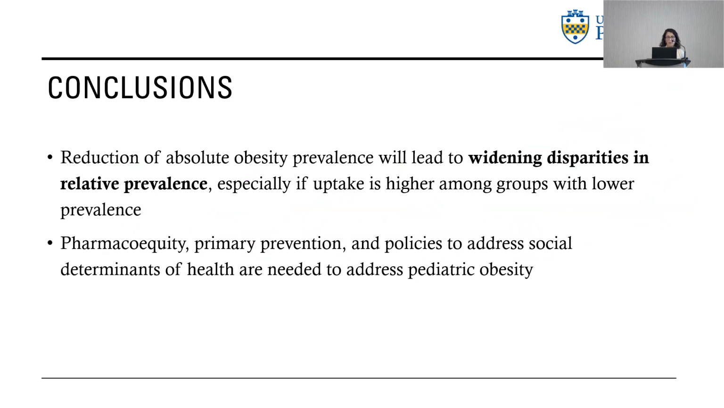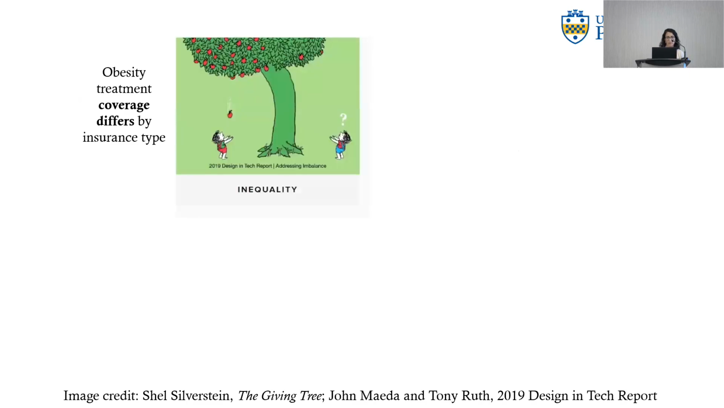So in conclusion, even though absolute obesity prevalence would be expected to decrease with increasing uptake of these medications, this could lead to a widening disparity in relative prevalence. So essentially more youth of color or youth in groups who are not having uptake of this medication remain obese while other youth shift into the overweight category. So what we need to address is not only pharmacoequity, but primary prevention and policies to address some of the social determinants of health that underlie pediatric obesity.